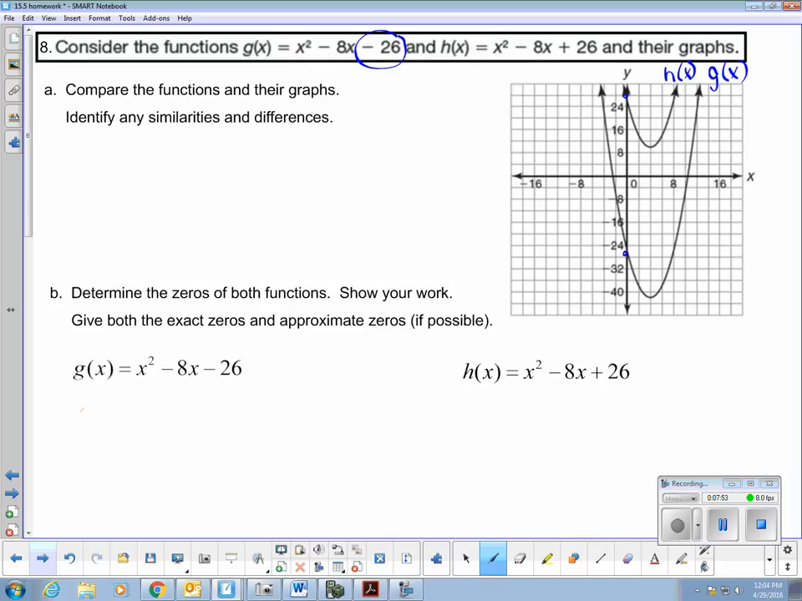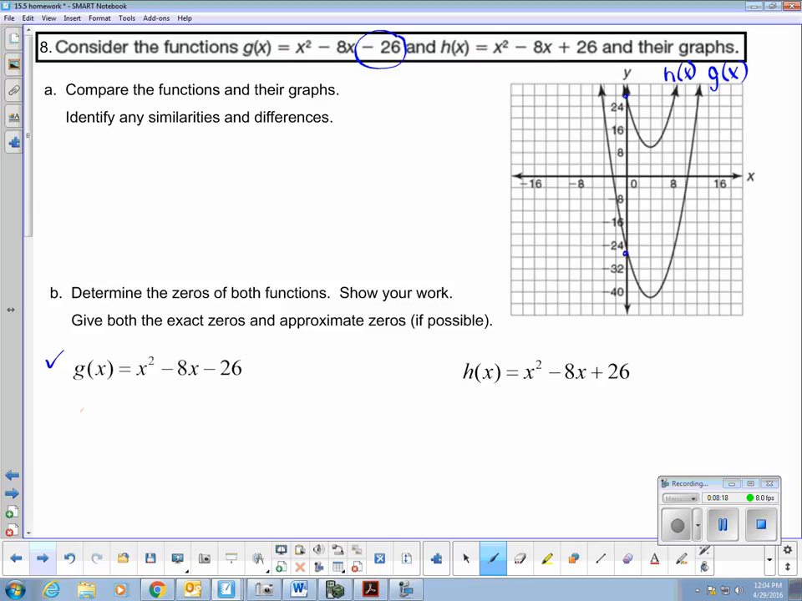To find the zeros of both, we know that h of x doesn't have any real zeros, they're imaginary. For g of x, we're going to find 2 exact zeros, and we're going to approximate them. So I'm going to begin with g of x. And I'm going to solve this using the quadratic formula.